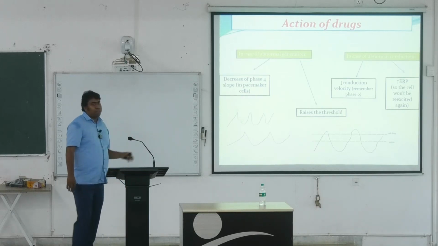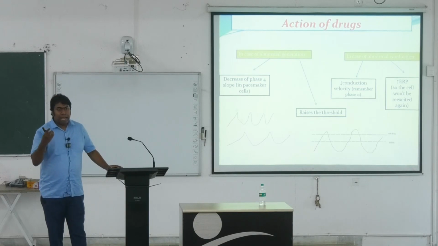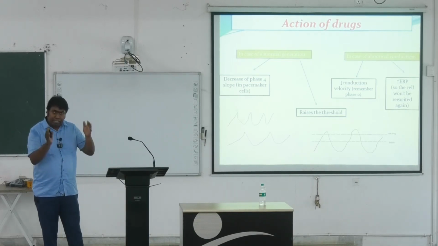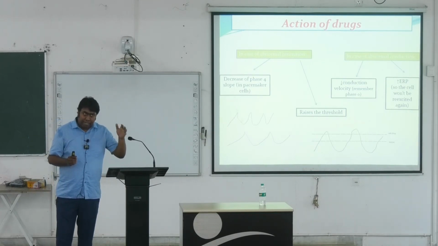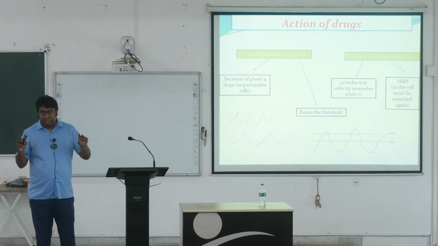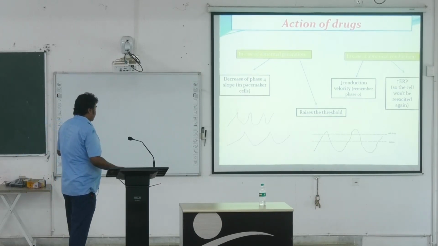Now, action of the drug. How can the drug control the arrhythmia? There are two targets: regularize the rhythm, and normalize the heart rate, that is, reduce the impulse number. The primary objective is to normalize the heart rate.